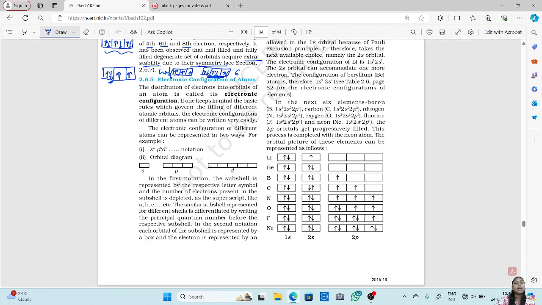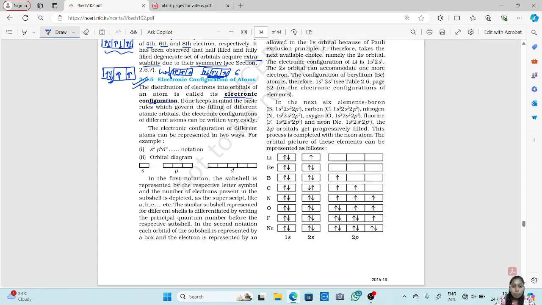Now, next is the electronic configuration. How will you apply these rules, and where? You will mostly apply these rules in the electronic configuration. An atom is represented by its electronic configuration. The distribution of electrons into orbitals of an atom is called electronic configuration. So now you have seen the orbitals, and how the electrons are added into the orbitals.